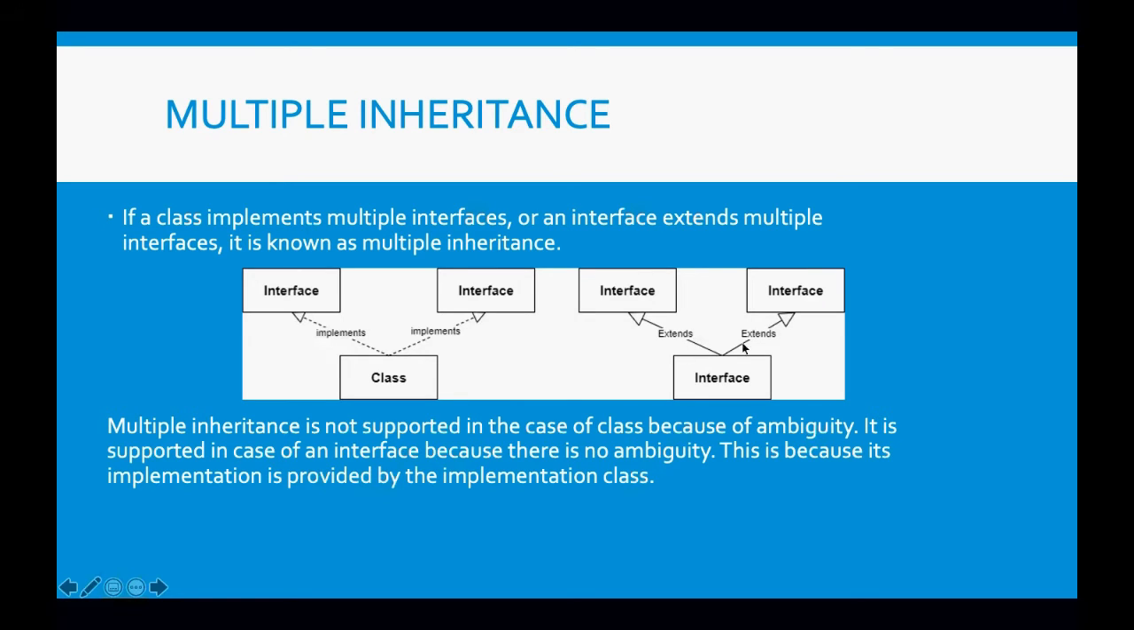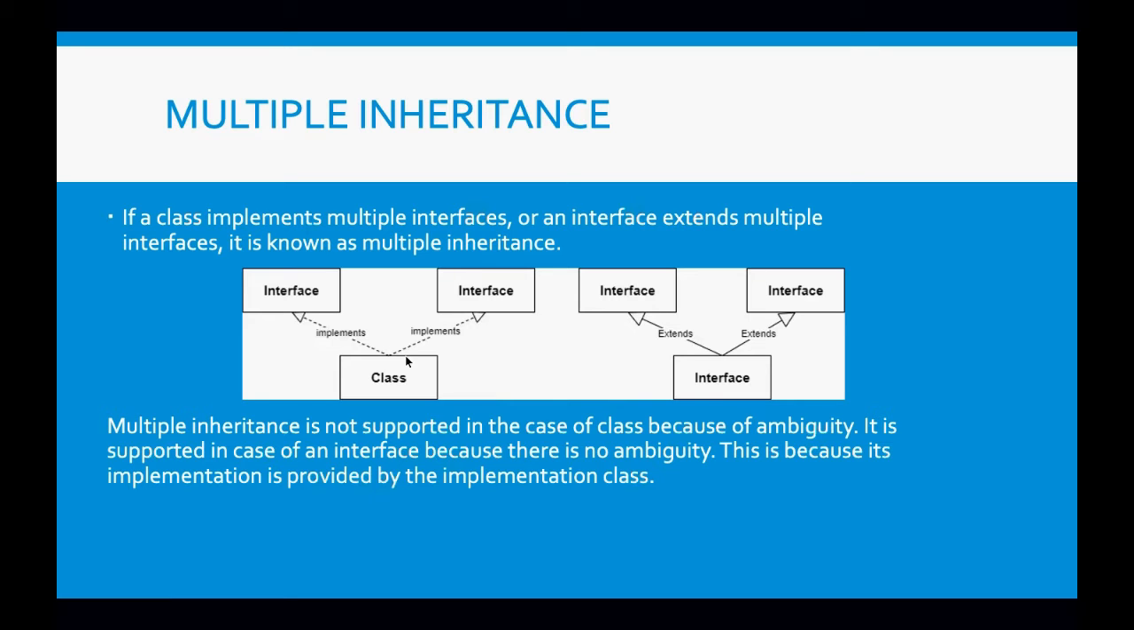And it is supported in interface because there is no complexity, because you have to define all the interfaces that you've implemented in a class. You have to implement all the interfaces you've defined in a class. So this is why multiple inheritance is supported in interfaces and not classes.